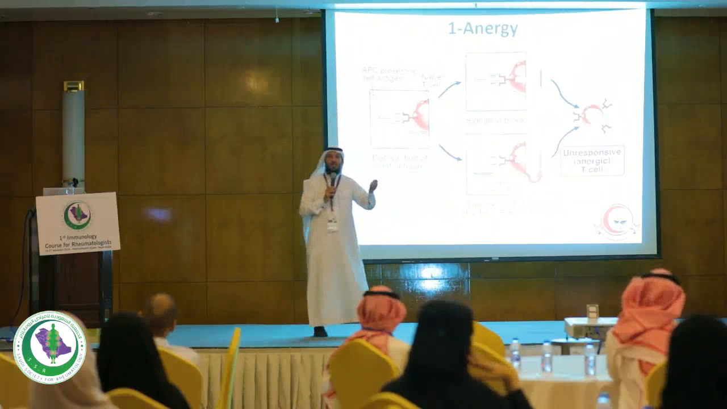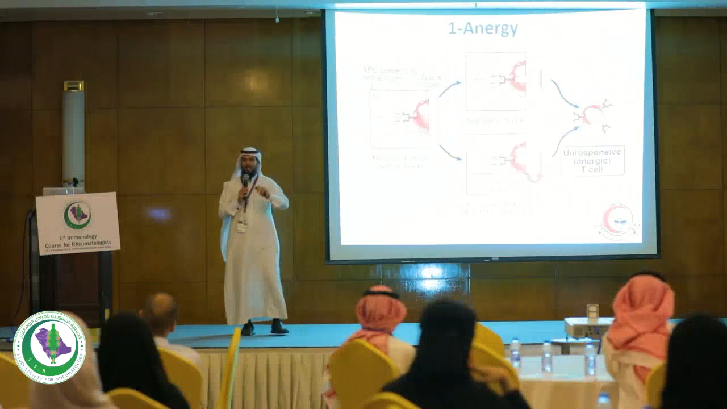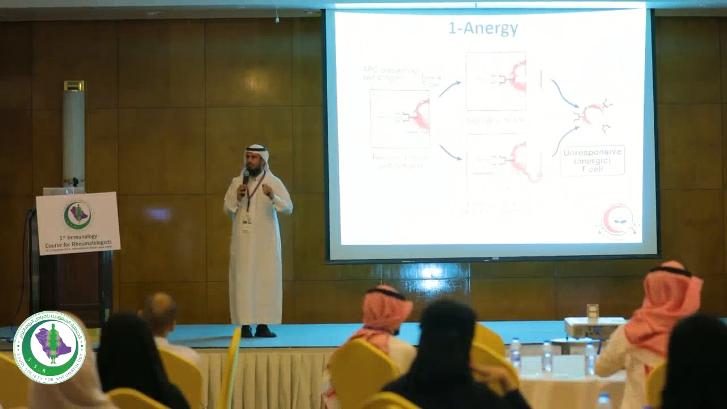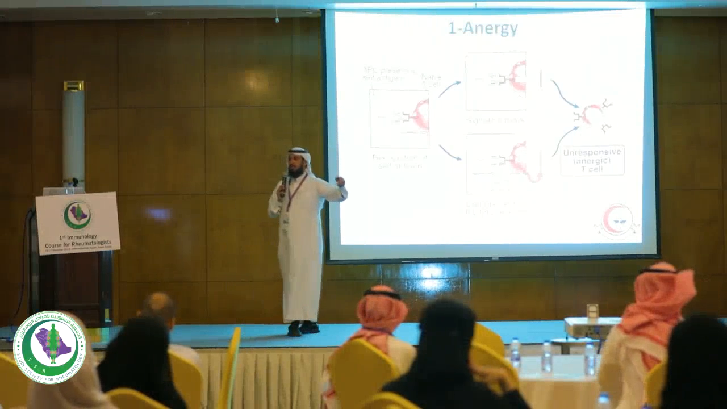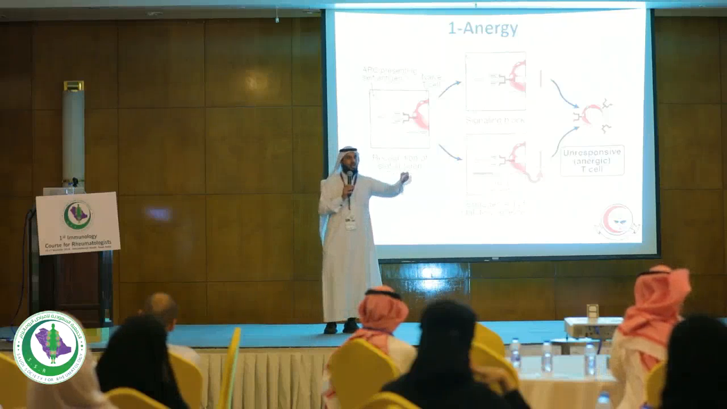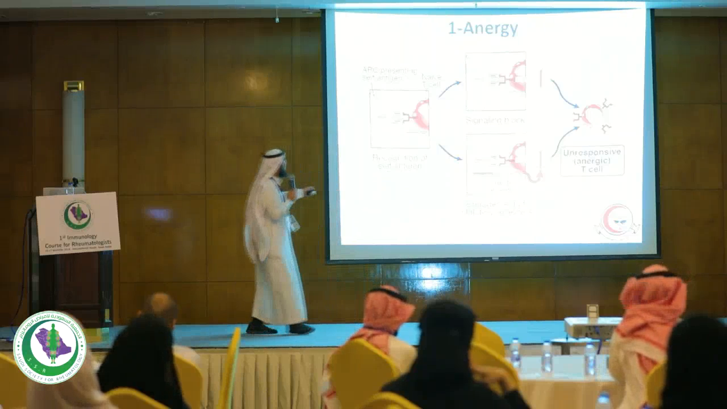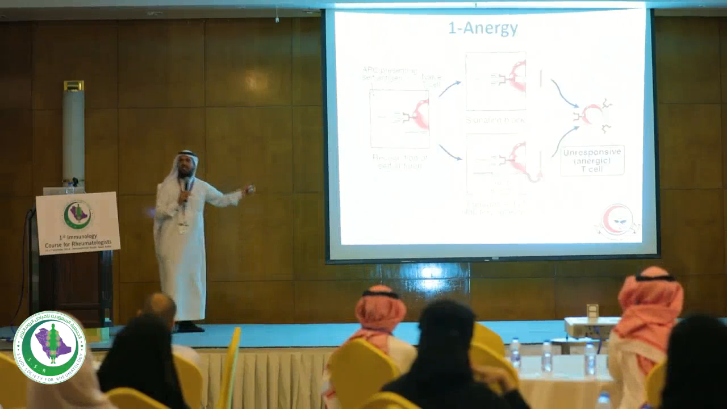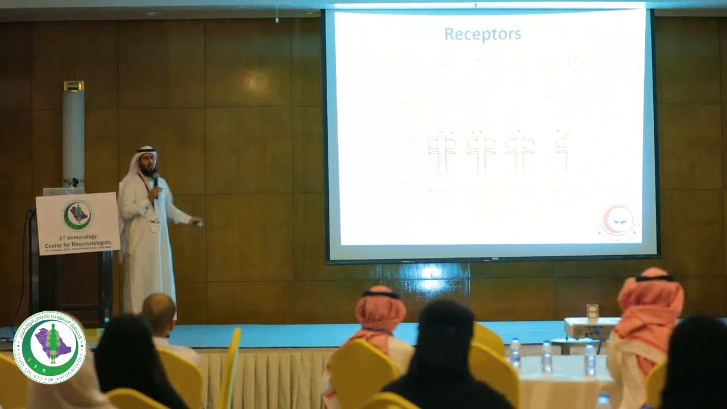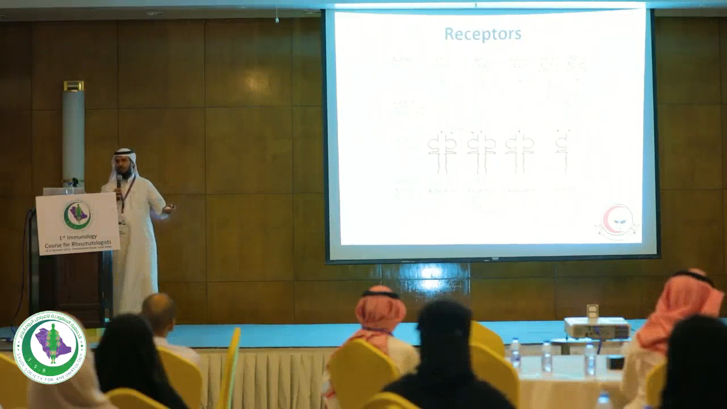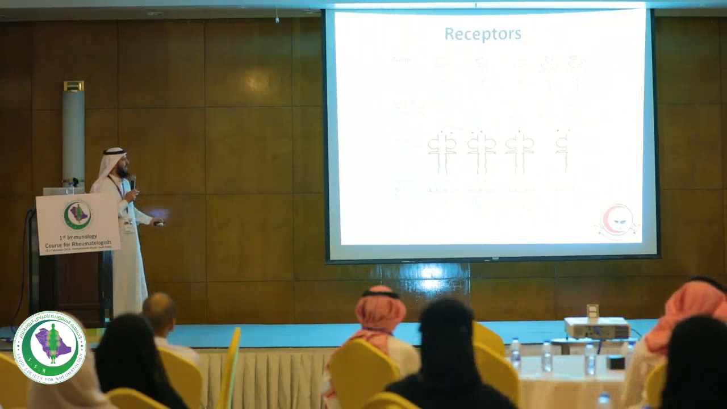And also, if any mutation inhibits CTLA4, the immune system will be activated and will not be restrained again, so you will have autoimmunity. So failure of anergy leads to autoimmunity. And we talk about the receptors. We have multiple receptors, and some of them are inhibitory like PD-1 and CTLA4, some of them activating like CD28 or ICOS and ICOS ligand.